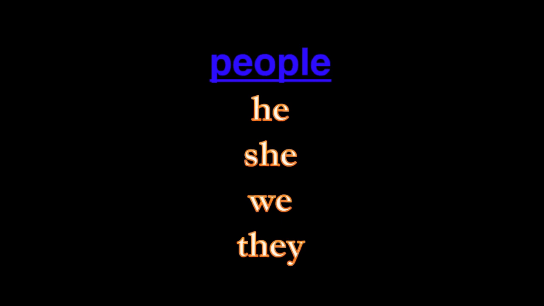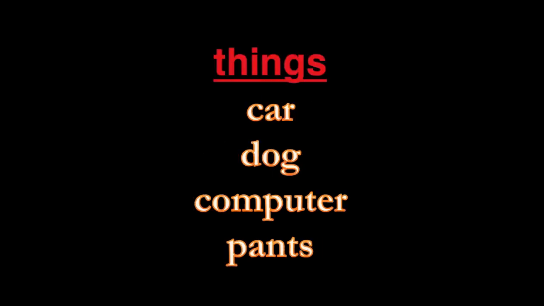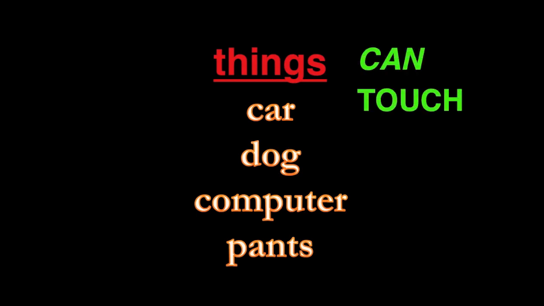Here are some more examples. He, she, we, they. Some examples of places are Tokyo, the park, my house, the office. Some examples of things are car, dog, computer, pants. These are things that we can touch.